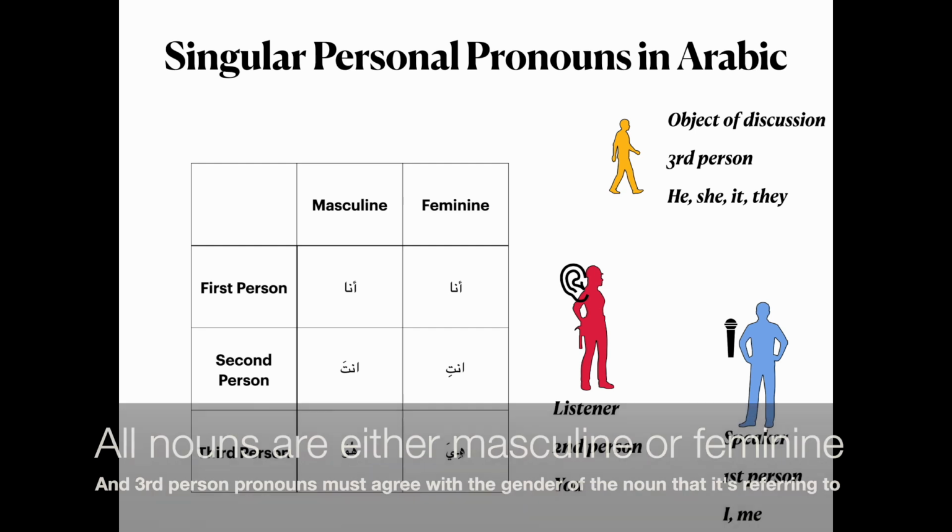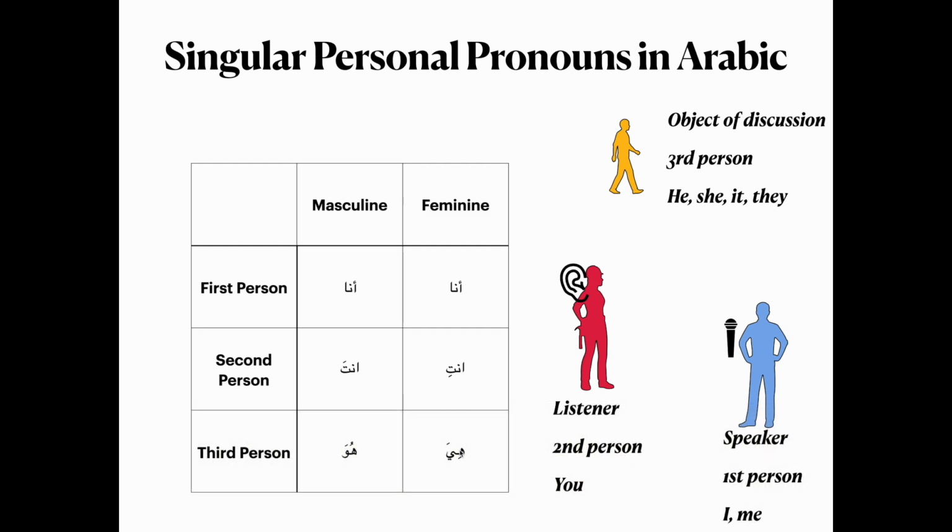I'm sorry, folks. There is no gender neutral pronoun in Arabic. There's just not. I'm sorry. There's just not. So if you don't know what first person, second person, third person is, just think.